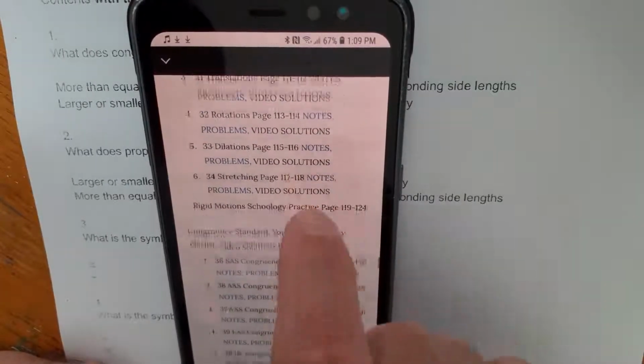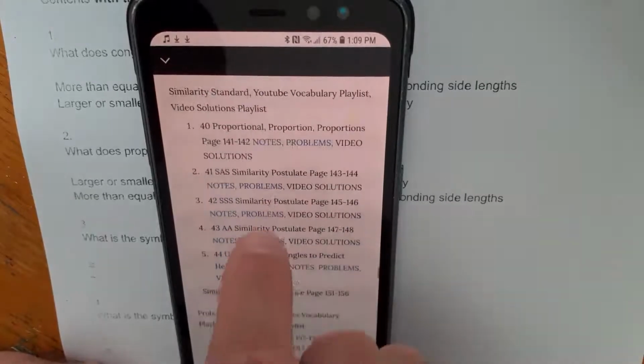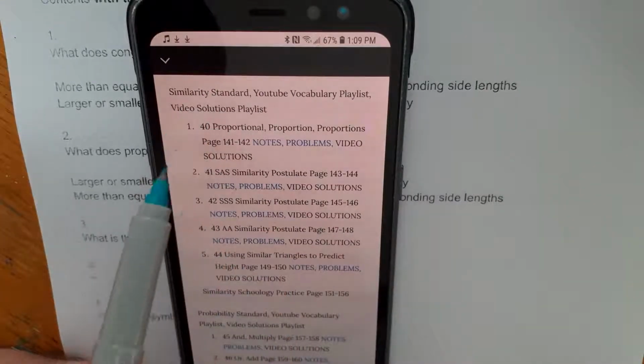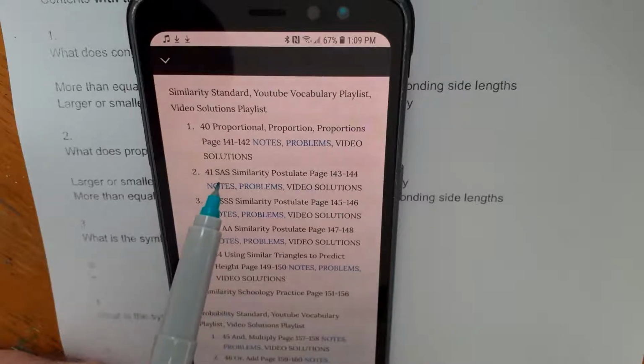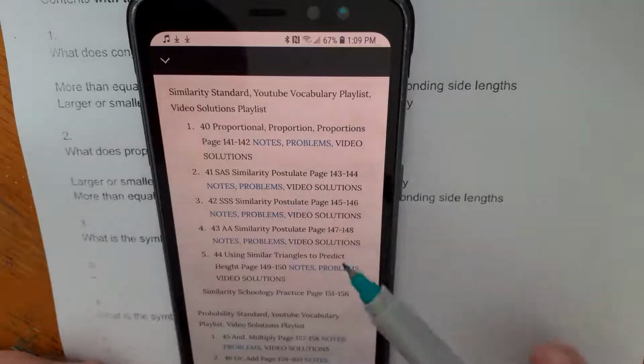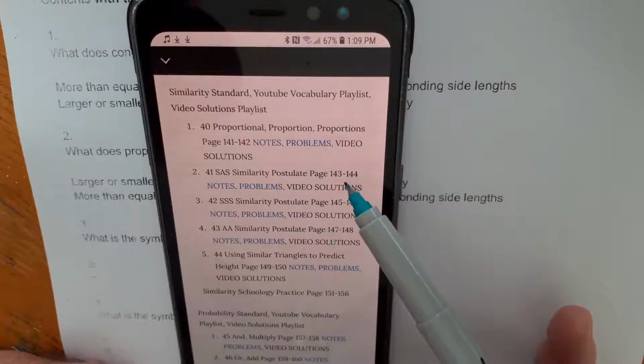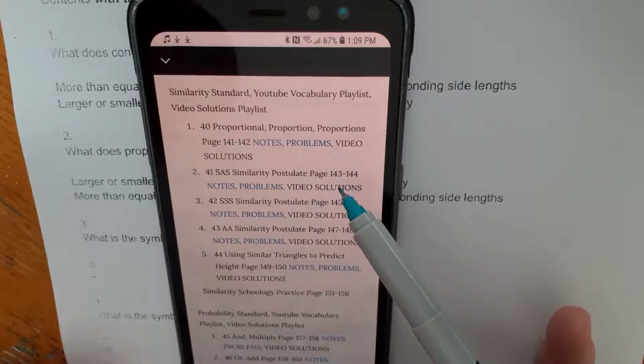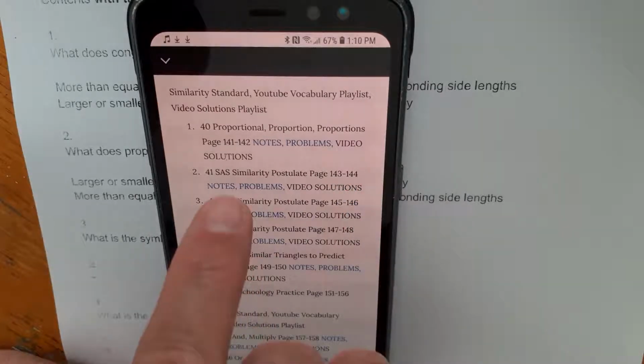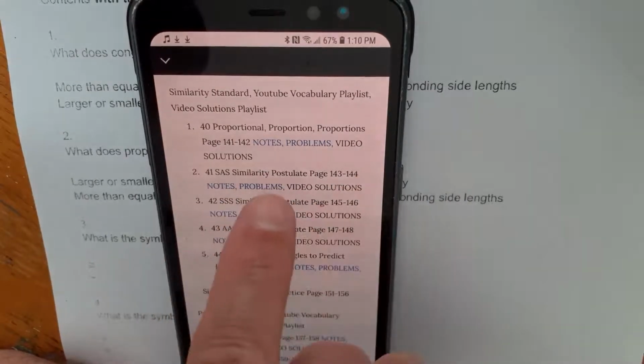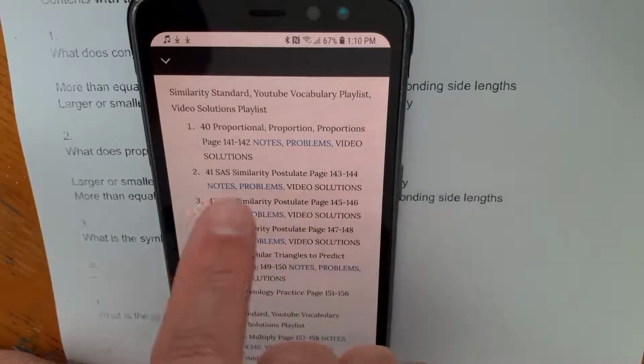So let's go down to similarity here. Here it is. This is the unit on similarity. It's got 5 lessons. We're on lesson number 2, which is SAS Similarity Postulate. Here are the page numbers that these notes go on in your composition book. Please don't use this video for the page numbers, but go back and find this original table of contents. By the time you view this video, probably these page numbers will be different. Here are the notes. These are the notes that go on those pages. The problems in this video solution will be right here when it's done.